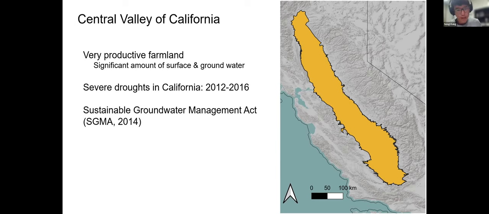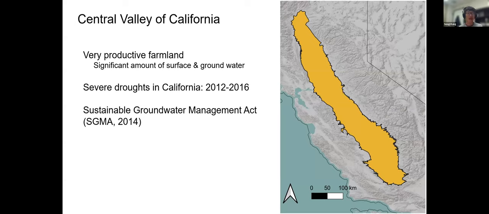And between 2012 and 2017, California really suffered from severe drought, which drastically increased the amount of groundwater pumping. Because as you can imagine, when we don't have surface water, you just need to use the groundwater, so you pump a lot. And that really threatened the groundwater sustainability in the region. And reflecting that fact, the California government legislated what's called the Sustainable Groundwater Management Act, called SGMA, in 2014, which put some sort of regulation on using groundwater.